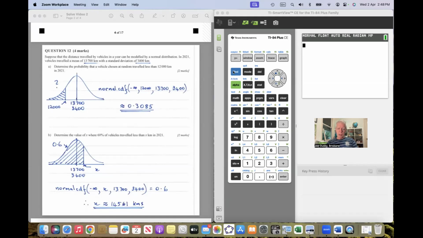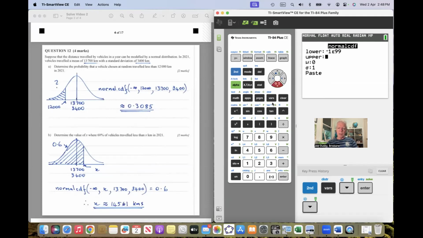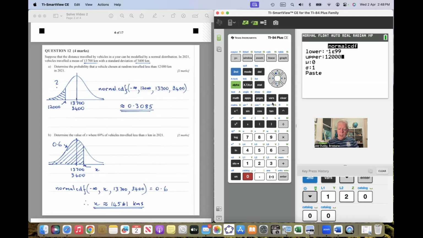What that would mean on the calculator is if we went to second, distribution there, and went down to normal CDF, which is option 2, and select that. The lower limit in this case is negative infinity, so we're going to leave that alone. The upper limit, however, is 12,000. And the mean was 13,700. And the standard deviation is 3,400.